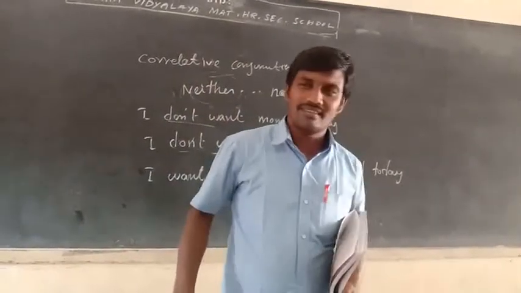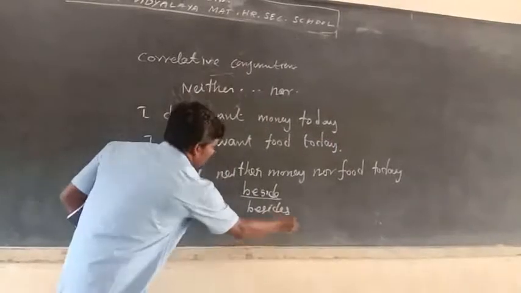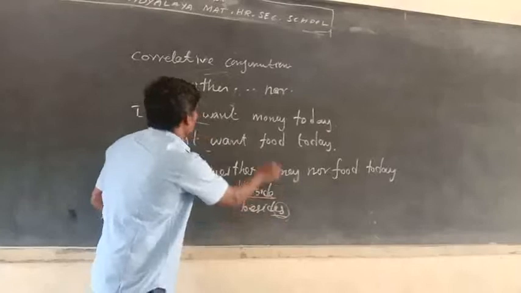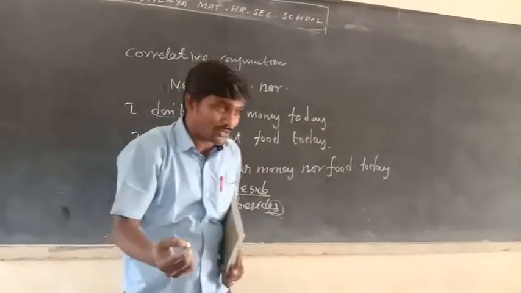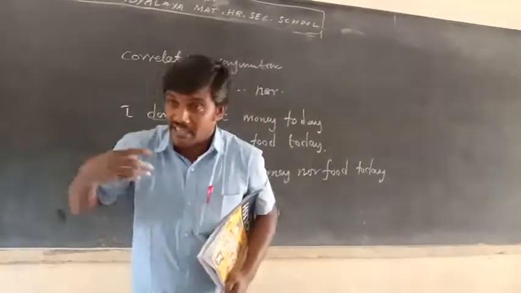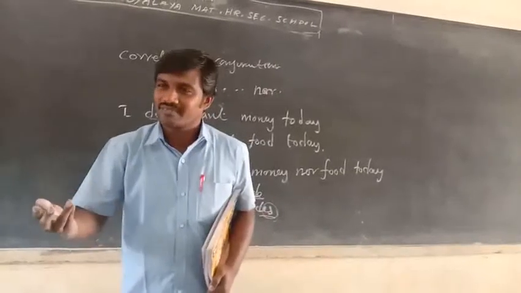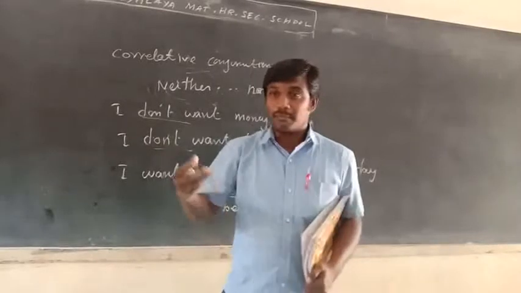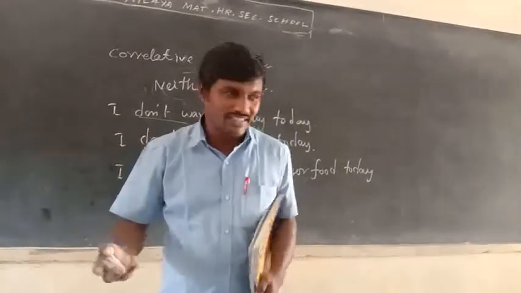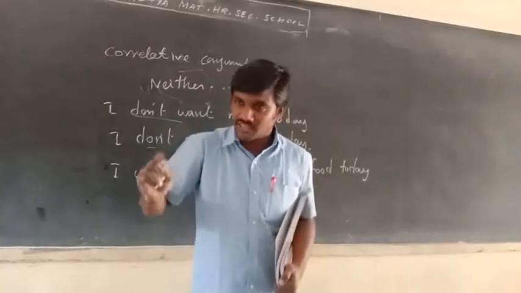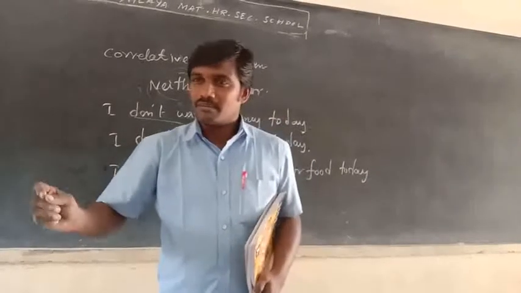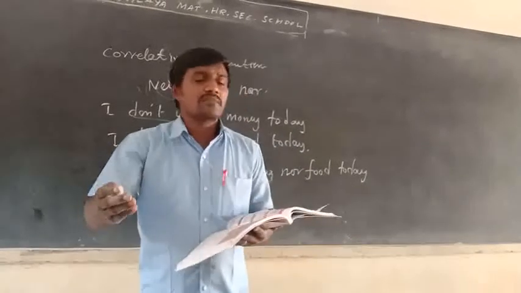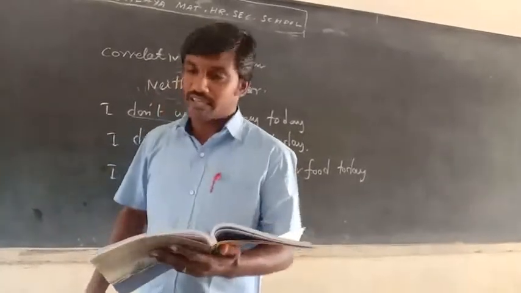You understand? Besides means, you just add the letter s. So besides means not only but also. Besides being a teacher, she is a singer. Besides being a doctor, Blessy is a preacher. Besides being an actor, Manival is a singer. Okay, fine. Listen. So besides means not only but also, in addition to.